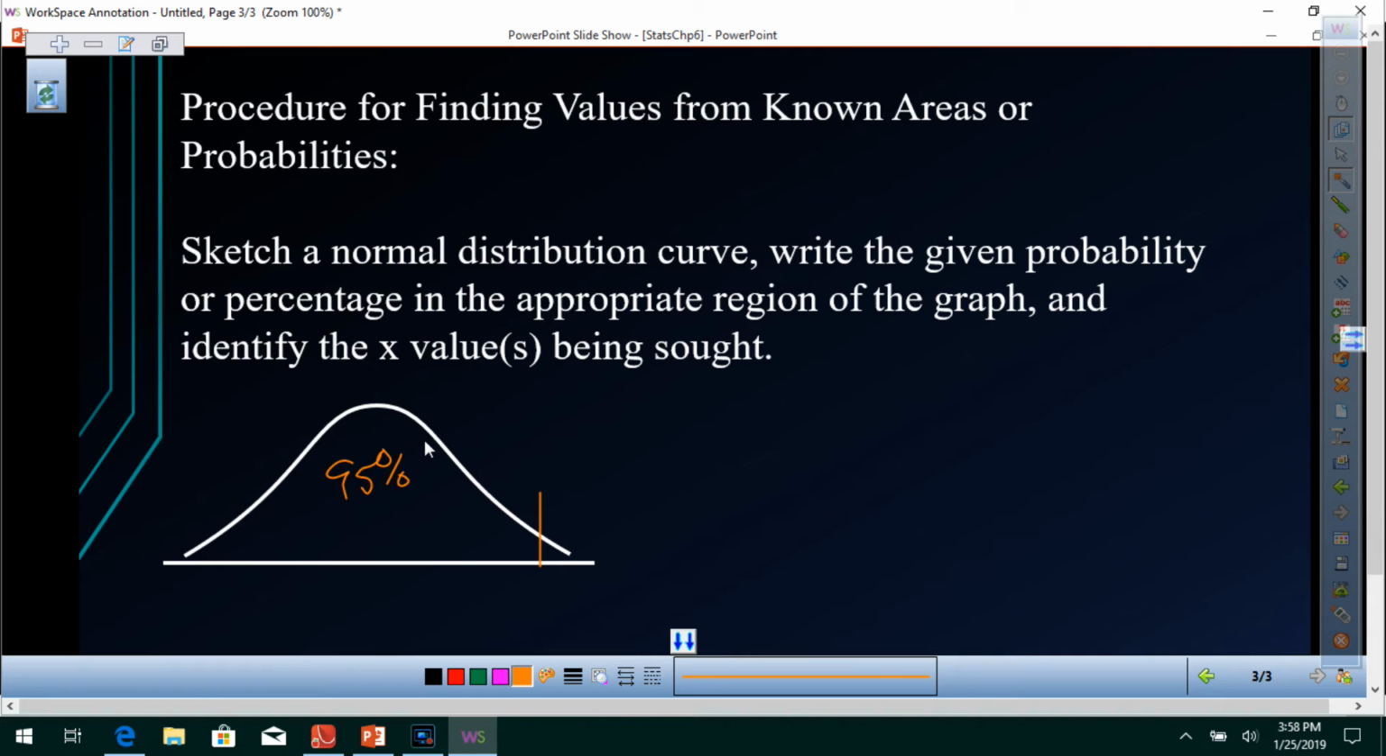In other words, we're going to find the 95th percentile height of women. Okay, what was our mean? Our mean here was 63.7 inches, I believe, and our standard deviation was 2.9.